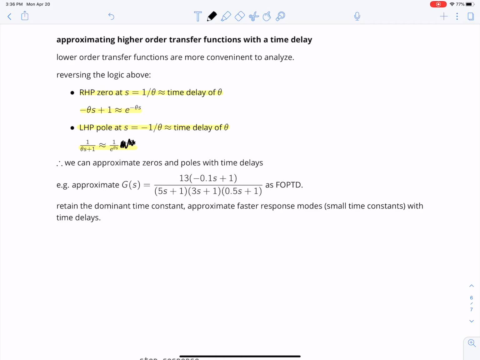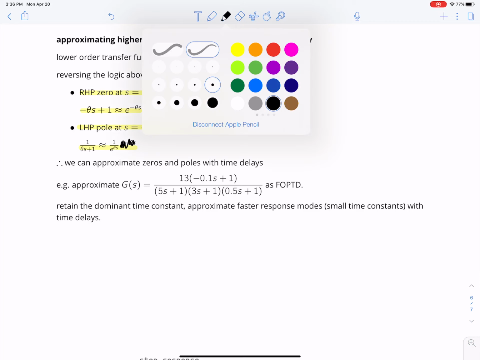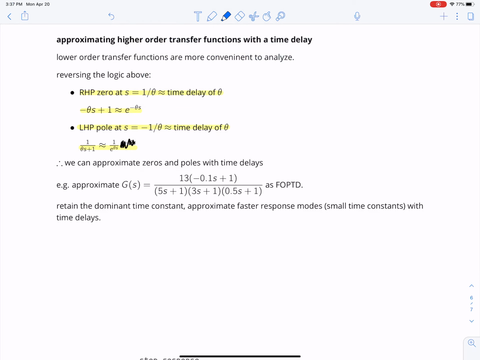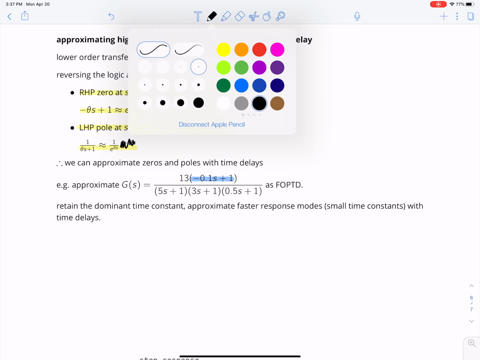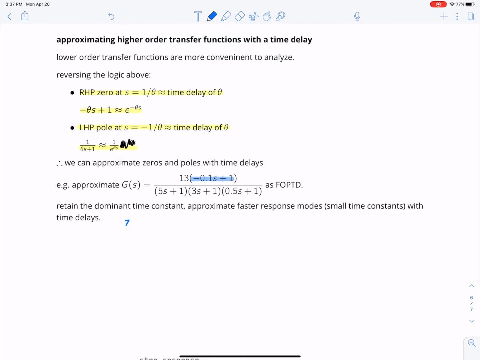put this to use now. So you see here, this is a first over third order transfer function, let's approximate as first order plus time delay. We'll do the 0 first. So here's your 0, right? I'll use the same color. So the 0, minus 0.1s plus 1. If we look at this Taylor expansion, this is approximately a time delay of 0.1, right?